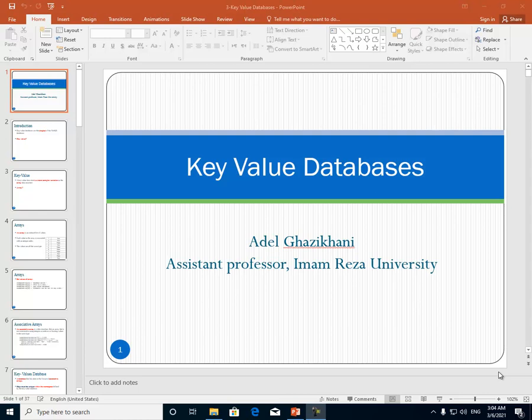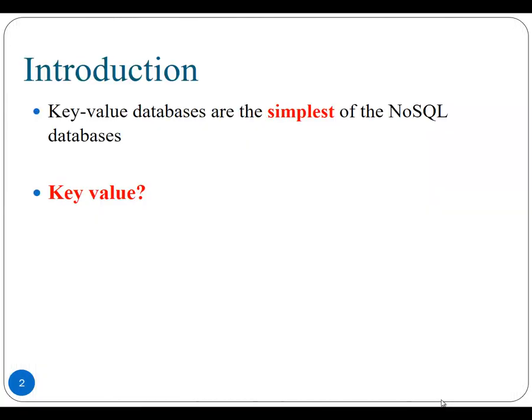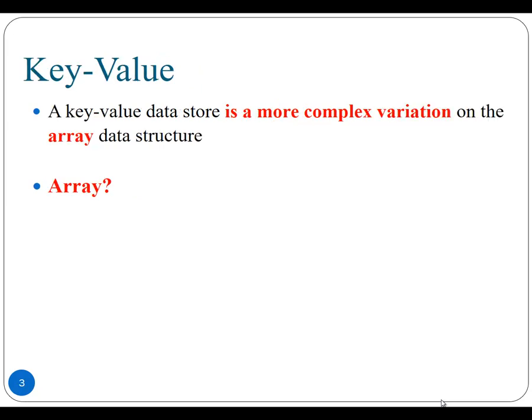Okay, in this video, I want to talk about a type of NoSQL database, which is the key value database. The key value database is a type of NoSQL database. It is the simplest. Key value databases are the simplest NoSQL database that we have. And first, we need to know what is key value. Okay, what is key value?